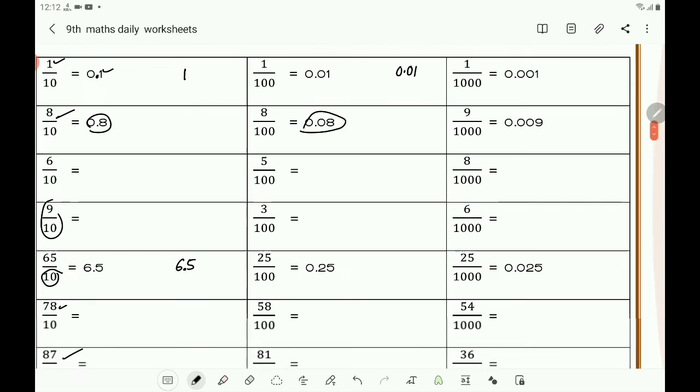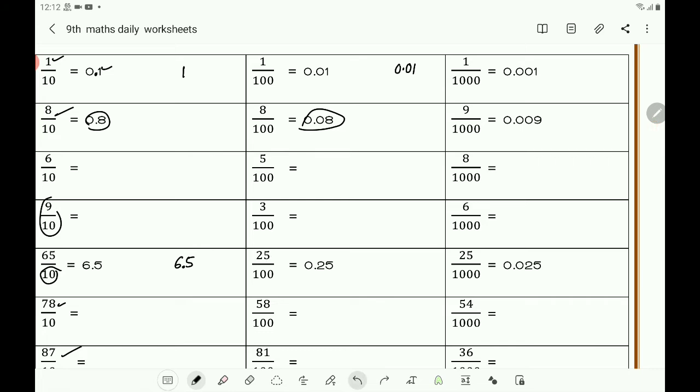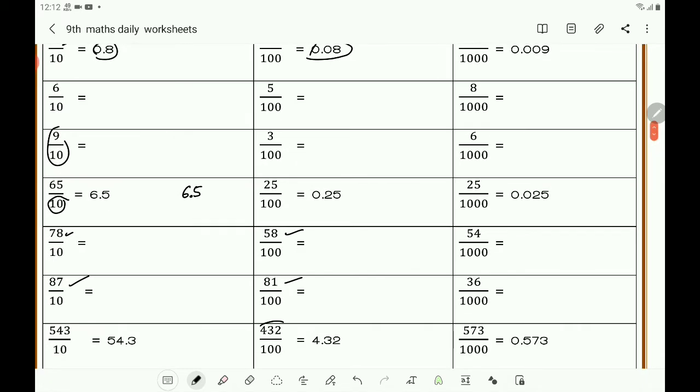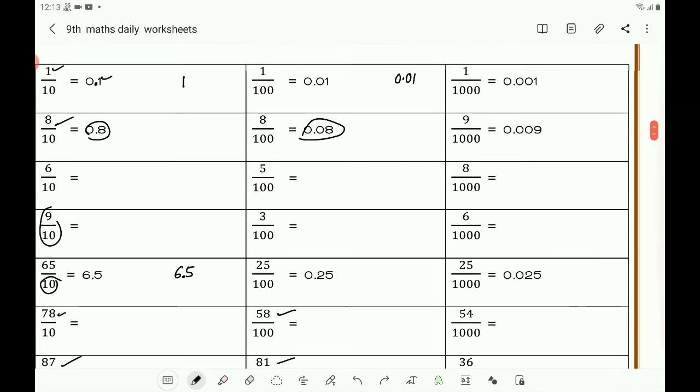This is 0.05. Here 2 digits are there. Here also 2 zeros. Here take the point after 2. 0.25. This is also 0.58, 0.81. Here 3 digits are there, but here only 2 zeros after the decimal point. Therefore here you must take the decimal point after 3. That is, first you write 432, then you put the point here, 4.32. This is the method of converting the fractions into decimals if the denominators are 10, 100, 1000, like this way.